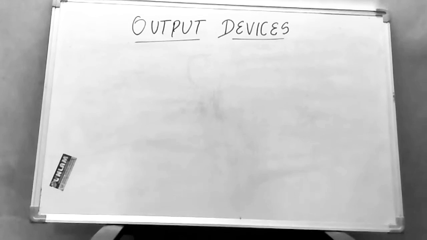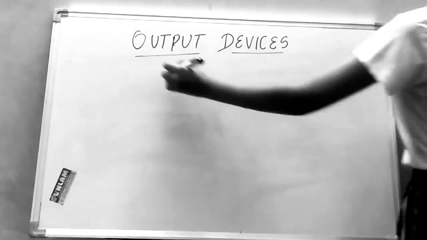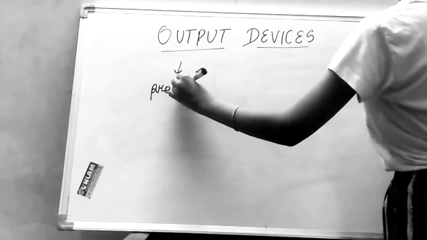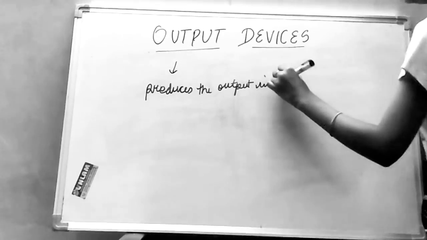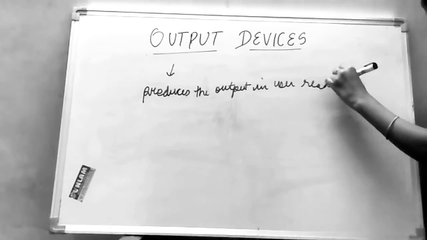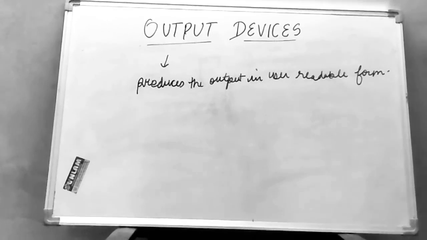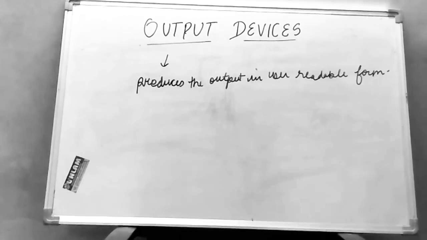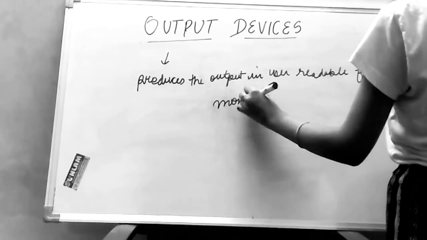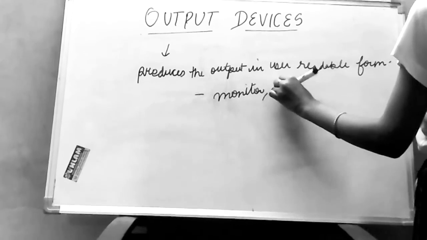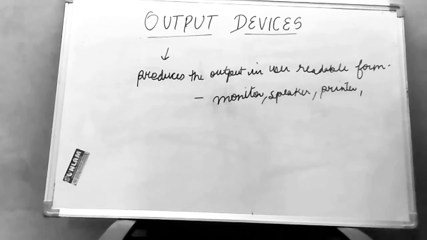The devices that produce the output in user readable form. Now next, what are the examples of output devices? There are many examples, like monitor, speaker, printer, and plotter.